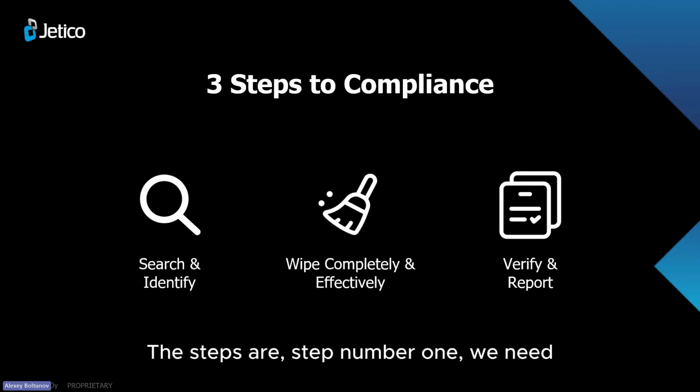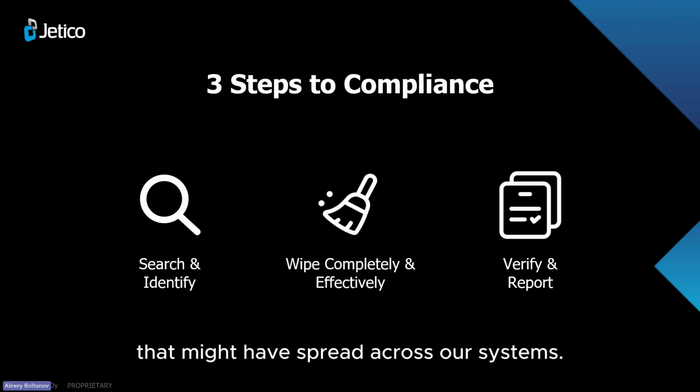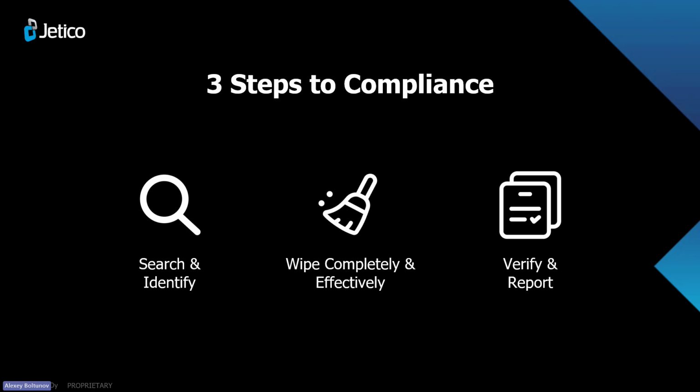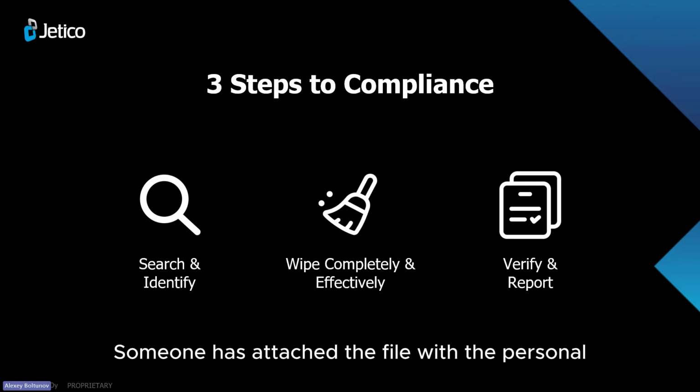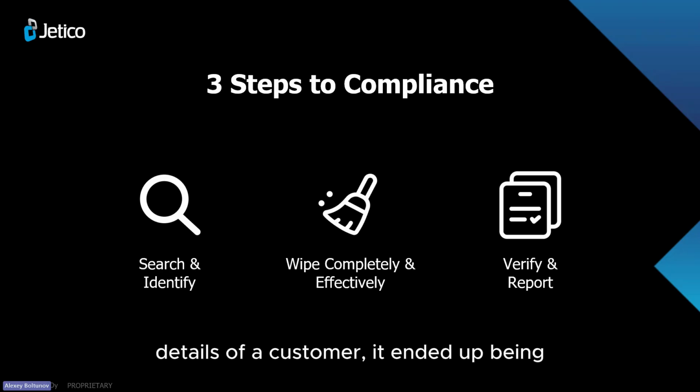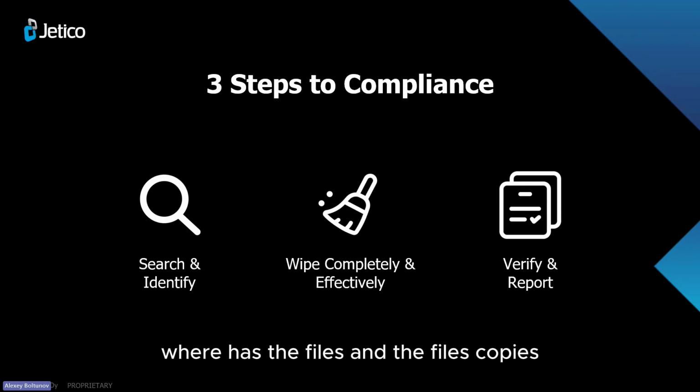The steps are: step number 1, we need to search and identify all the locations and find every bit of the original data that might have spread across our systems. And we are not talking just one computer, we're talking the entire network. Someone has attached the file with the personal details of a customer. It ended up on a computer where it was not even supposed to be originally. So we need to locate how far and where the file and the file copies have spread.